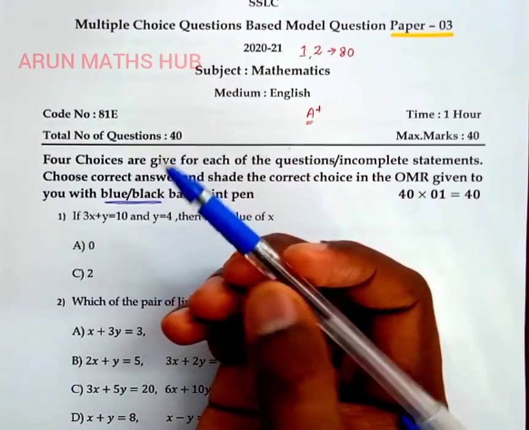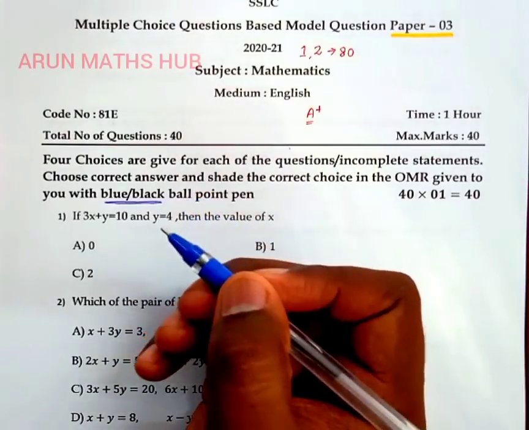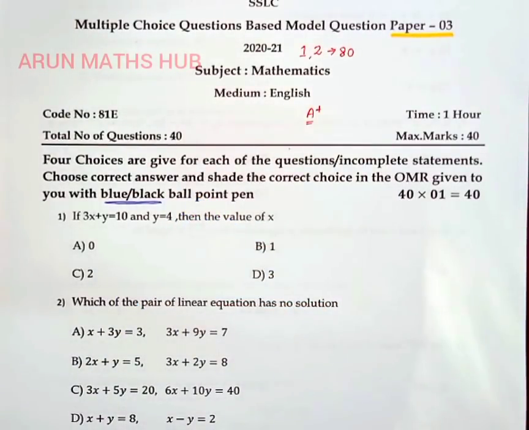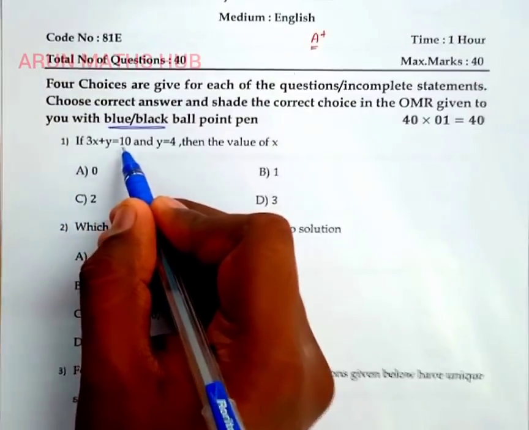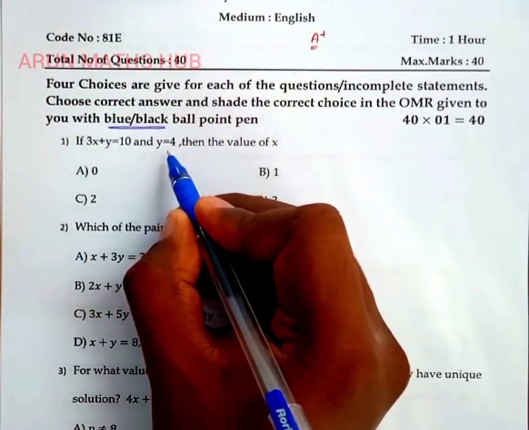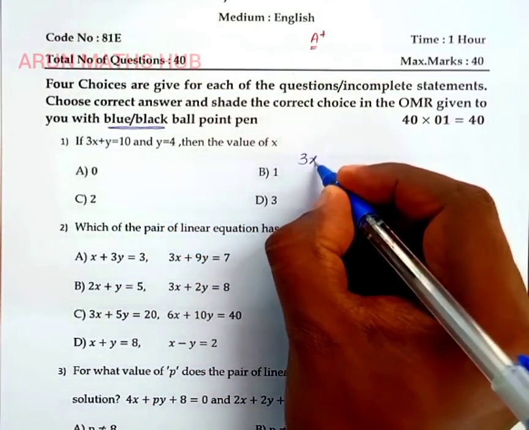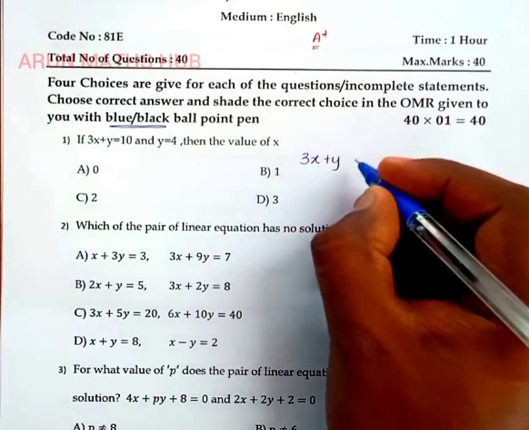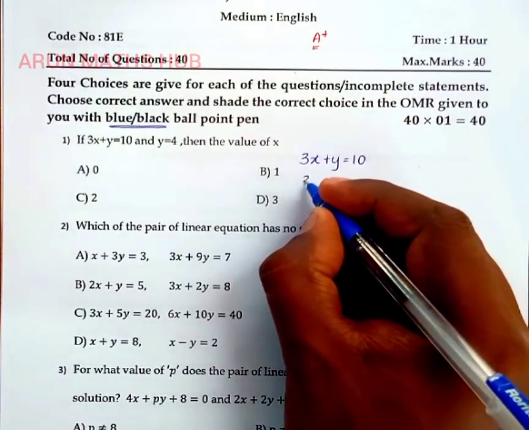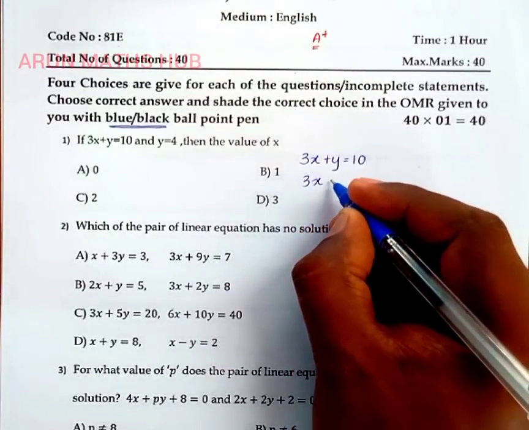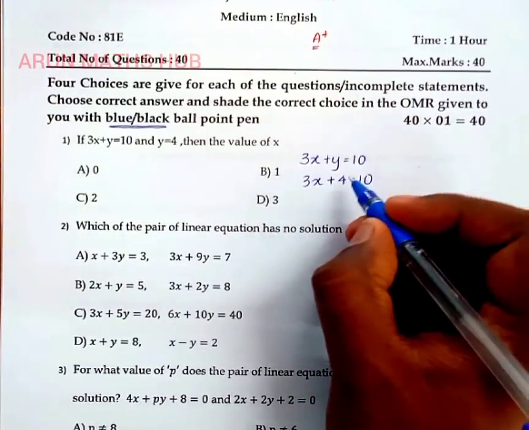Now we'll move to the first question. If 3x plus y equals 10 and y equals 4, then the value of x is. Substitute the value of y equals 4 in the given equation, that is 3x plus y equals 10. Now 3x plus, in place of y substitute 4. Now we get 3x plus 4 equals 10.